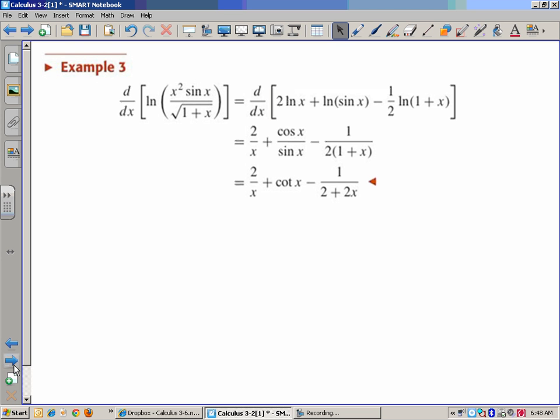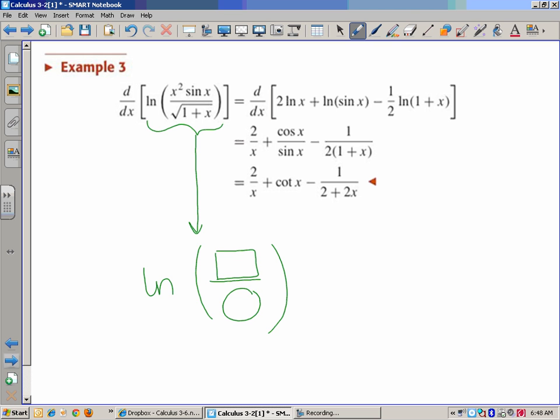The next example is actually worked out for you. I'm going to talk you through it and show you how we use this. The example worked out here does not break it down very well, so I'm going to break it down for you. Remember that log properties say that if you have a quotient, I'm going to use symbols here, a box over a circle, you can break that down to the natural log of the thing that's on top minus the natural log of the thing that's on the bottom. So for logs, and natural log doesn't matter, but logs in general, when you have a quotient, that quotient can be simplified to a subtraction.